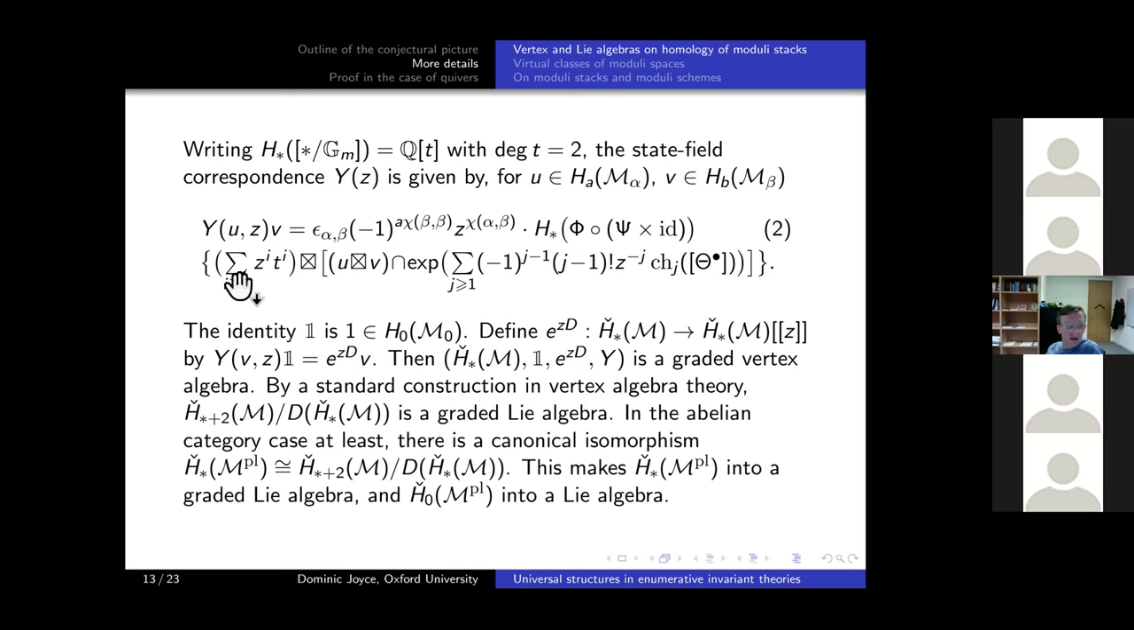So this is a weird formula, but it turns out to give you a vertex algebra. Then from the vertex algebra, you can induce a Lie algebra structure on this, basically by Borcherds' construction of Lie algebras from vertex algebras.